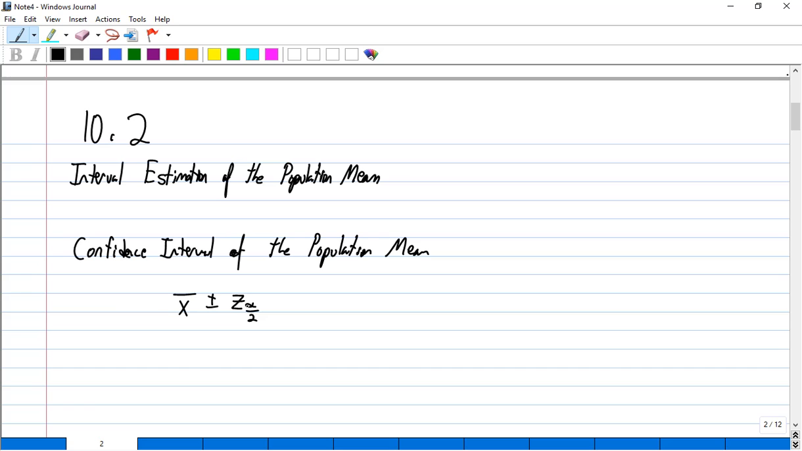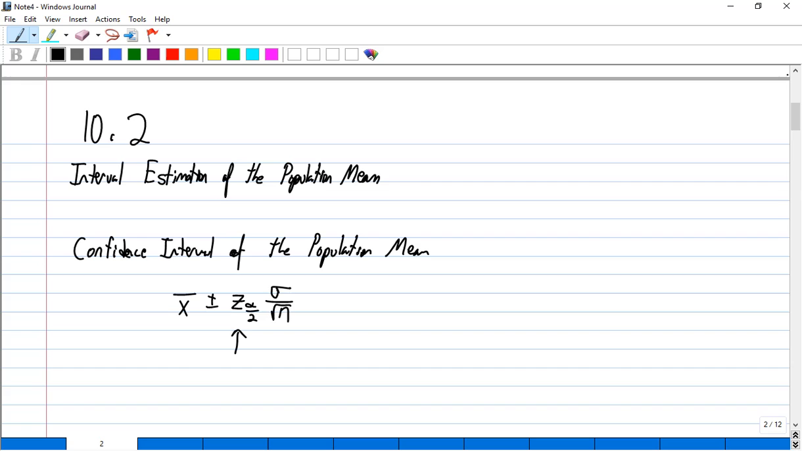I know that looks a little crazy. It's a little fish. Z sub alpha over 2 times sigma divided by the square root of n. This is our new magical term here.